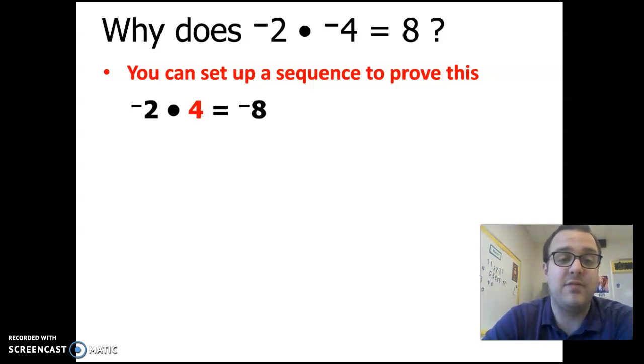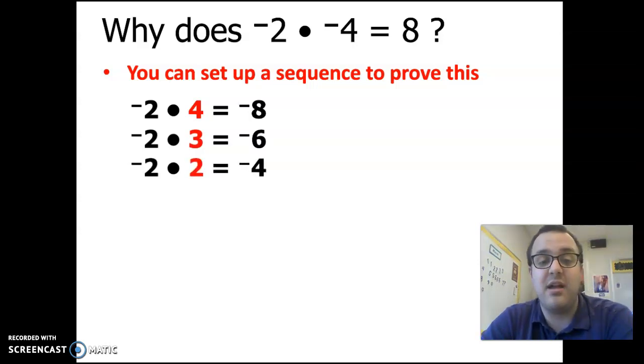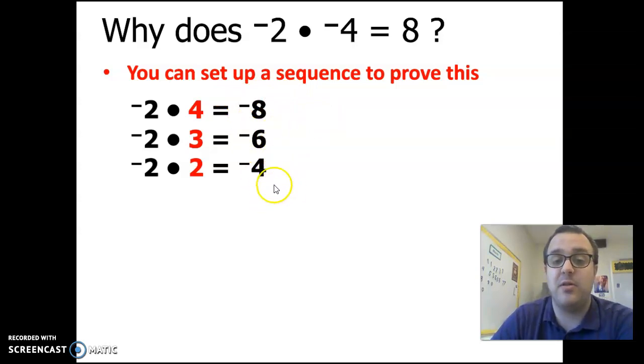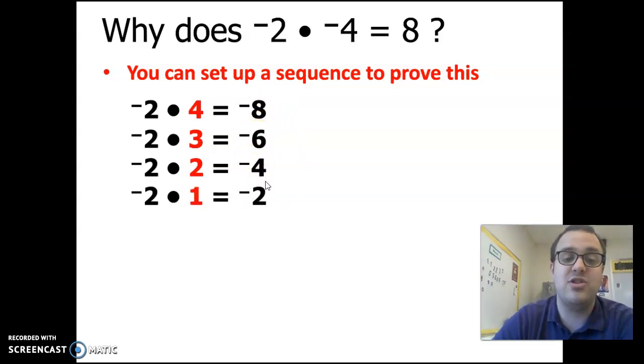So we know that negative 2 times 4 equals negative 8. Negative 2 times 3 equals negative 6. Negative 2 times 2 equals negative 4. Before I keep going, do you guys start to see a pattern here, right? We're going from negative 8 to negative 6 to negative 4. So I can think, all right, what's the next one going to be? It looks like I'm adding 2 each time. So the next one's probably going to be negative 2, which it is.